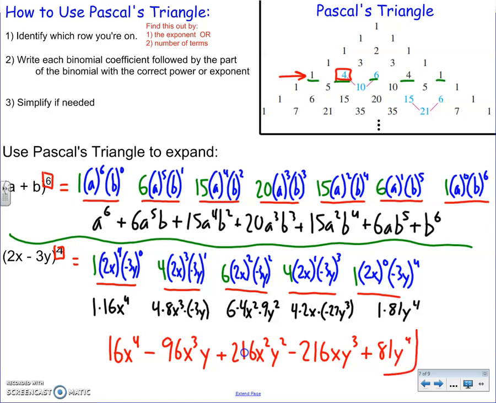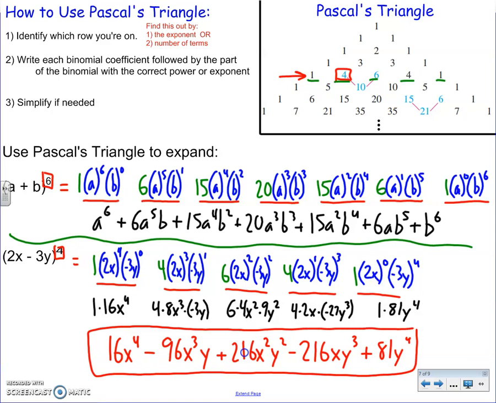Alright, so if you did it the long way, you would have a lot of combining. You would have to be very careful with all your signs and exponents and numbers. That would be your final answer.